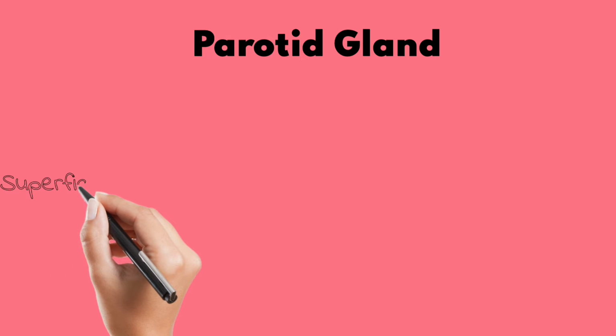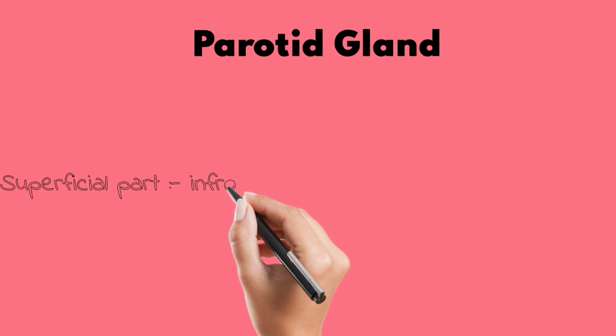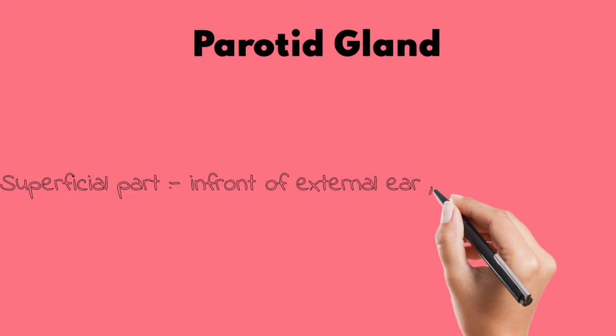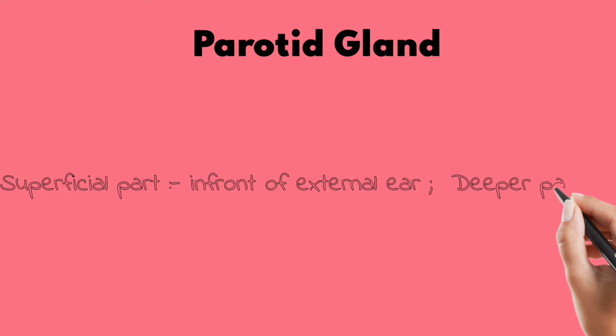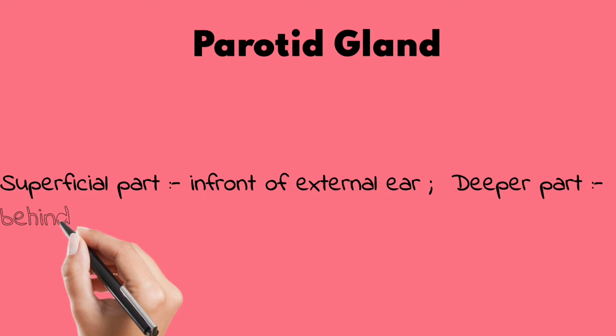The parotid gland has two parts. The superficial part lies in front of the external ear, and its deeper part lies behind the ramus of the mandible, fitting the retromandibular fossa. So this retromandibular fossa accommodates the parotid gland.